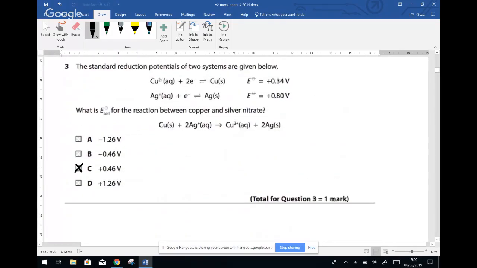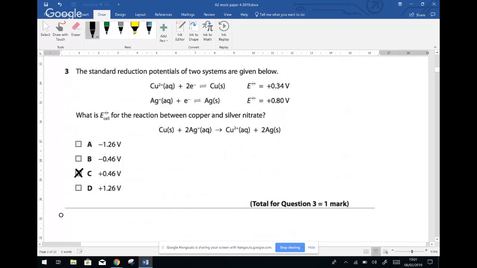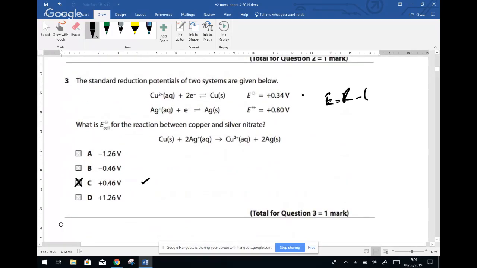Next one, nice and easy, so hopefully it'll speed up a little bit. So we've got copper going with silver, and they have flipped the more negative. There's our more negative, they flipped it over as normal. So we run Ecell, which is right minus left. So we've got plus 0.8 minus 0.34 gives me plus 0.46. So C. Nice and easy running Ecell there.